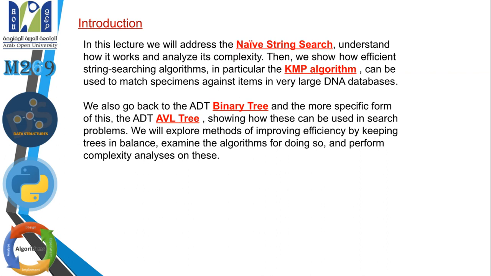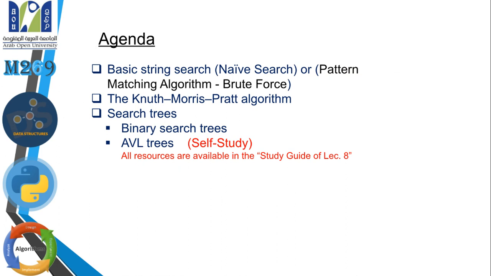And the last one will be on the binary tree, and especially we talk about the AVL tree, and to show how we can use it to enhance the complexity of the searching algorithm. So the KMP stands for the Knuth-Morris-Pratt algorithm. That stands for the names of the founders of this algorithm. So the KMP stands for the first or the initial letters of their names.